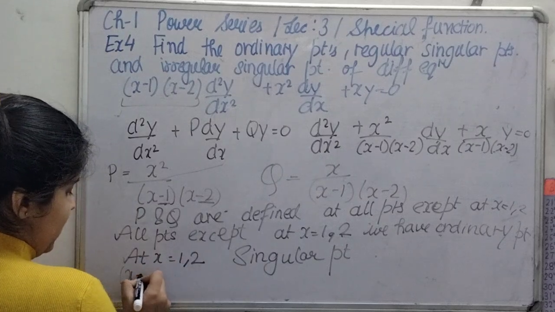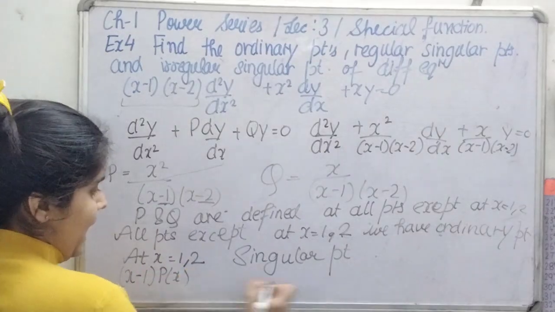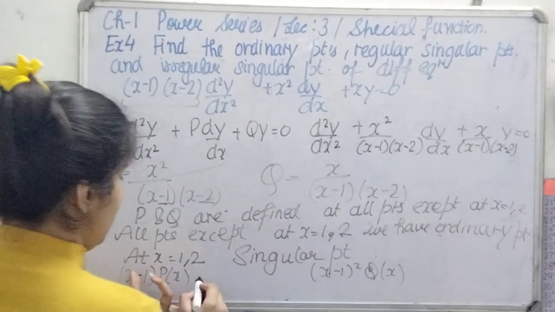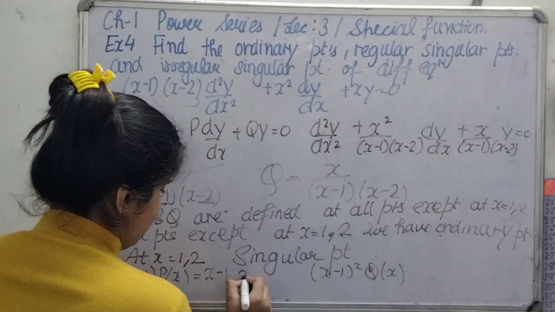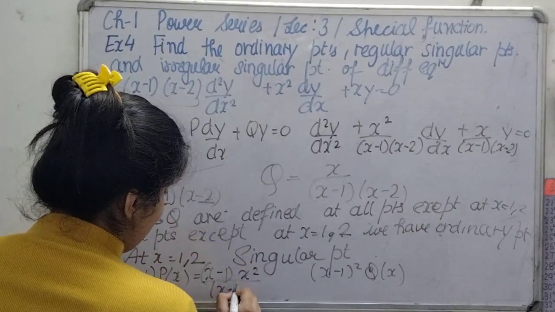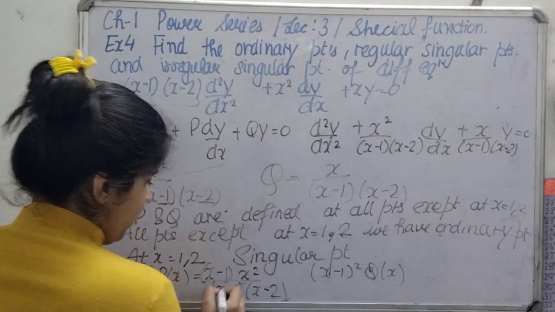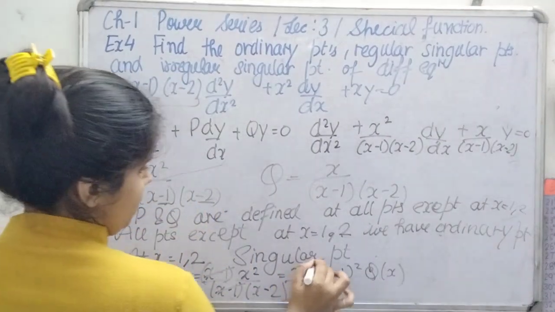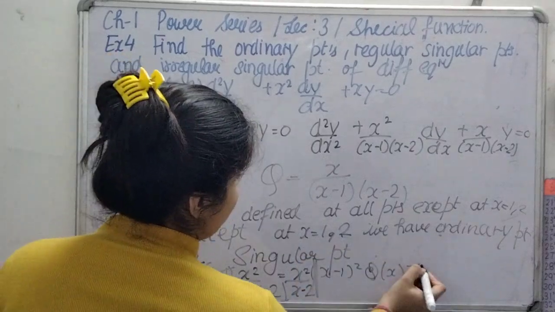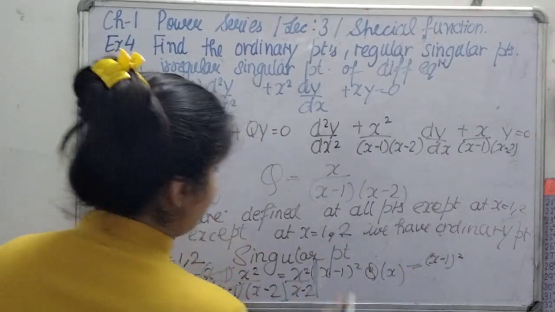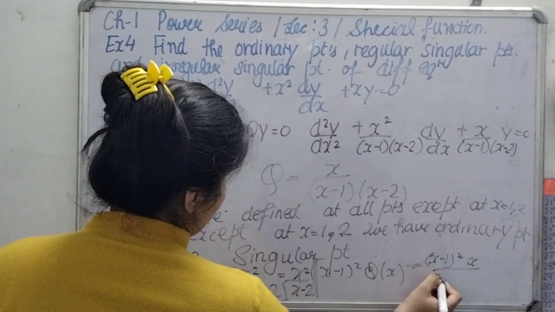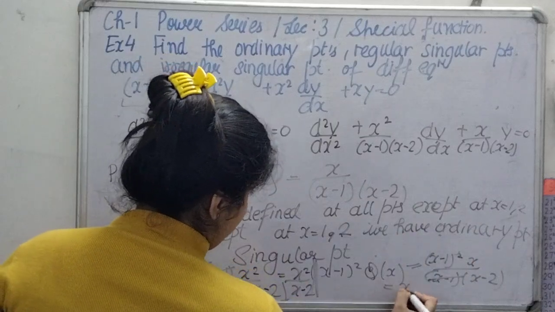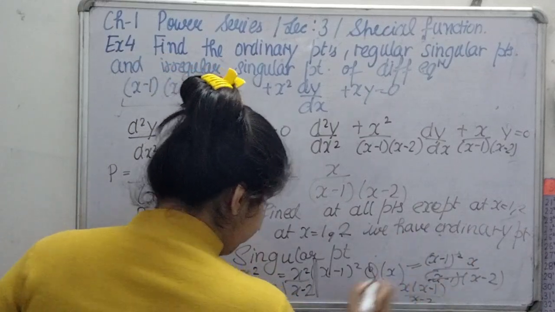So x is equal to 1 के लिए हमारे पास x minus 1 into px बनेगा and x minus 1 square into qx बनेगा. ये फंक्शन हमें चेक करना होता है. So it comes x minus 1 into p की वैल्यू हमारे पास है x square upon x minus 1 x minus 2. x minus 1 से x minus 1 cancel, x square upon x minus 2. It comes x minus 1 square into qx, that is x minus 1 square, qx की वैल्यू आ जाएगी x upon x minus 1 into x minus 2. So x minus 1 से x minus 1 cancel, it comes x into x minus 1 upon x minus 2.